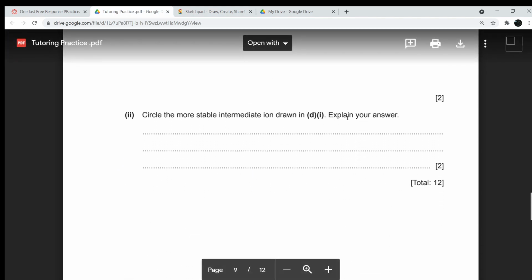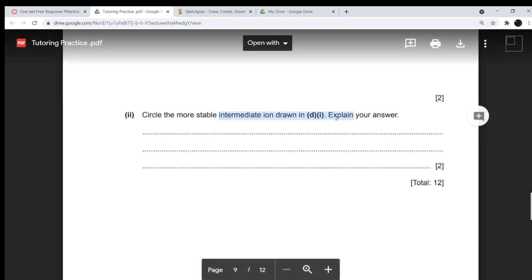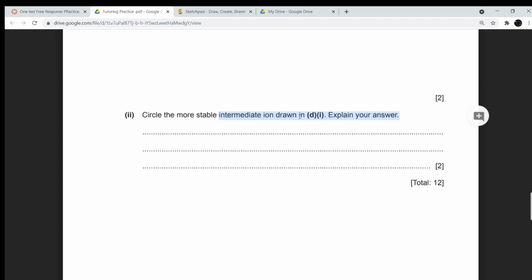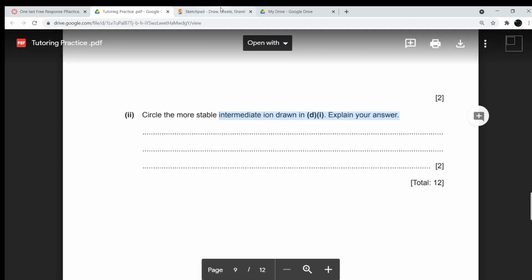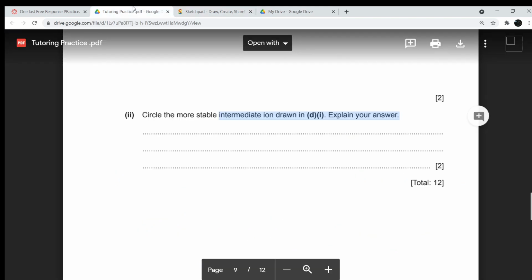Next, it says that it wants us to circle the more stable intermediate ion. And this one right here is going to be the more stable one. We know that because it has more carbon. So we'll circle this one right here.